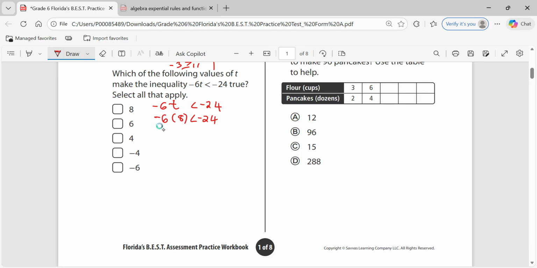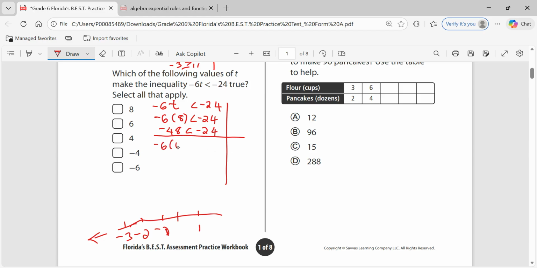6 times 8, that's 48. So -48, is that less than -24? Yes, because the more you go on the negative side, the lower the number gets. Remember your number line, right? 1, -1, -2, -3. These are lower as you go to the left. All right. So then we're going to try the next one.